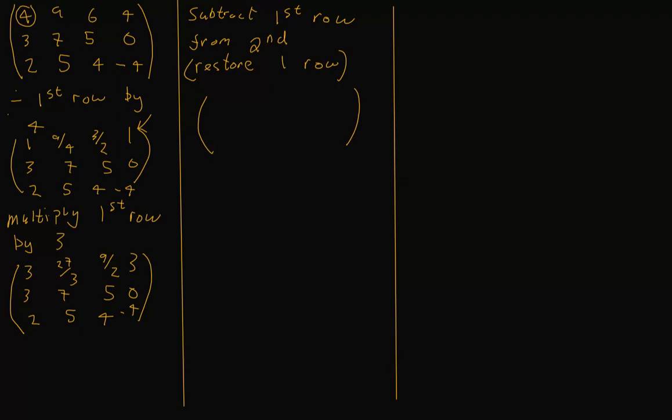Okay, so I'm just going to go down to the second row. We're going to get 0, a quarter, a half, and then negative 3. We restore the first row to 1, 9 over 4, 3 over 2, and 1, and the third row remains unchanged.